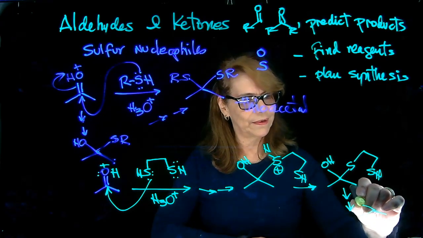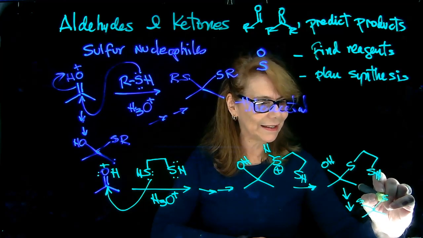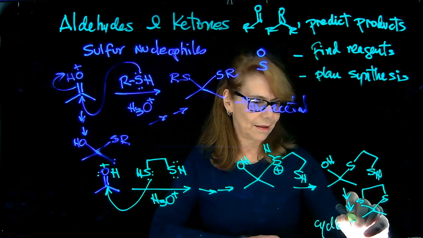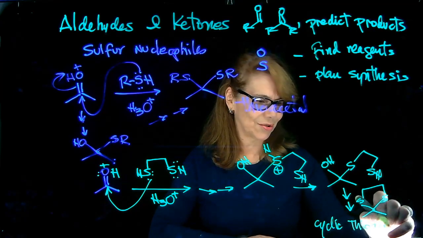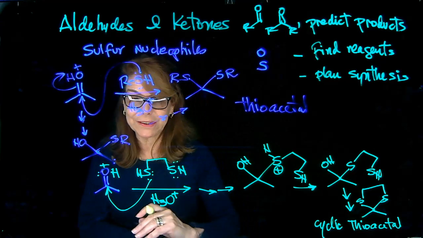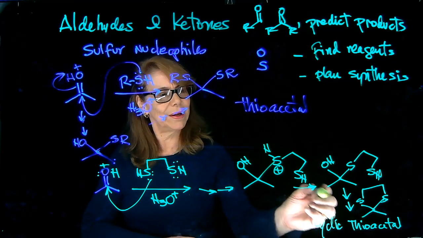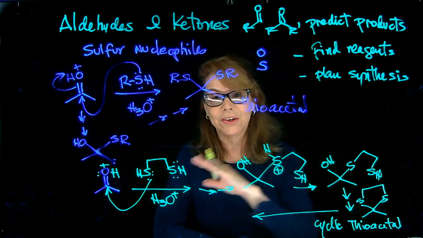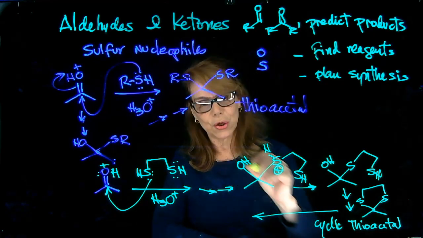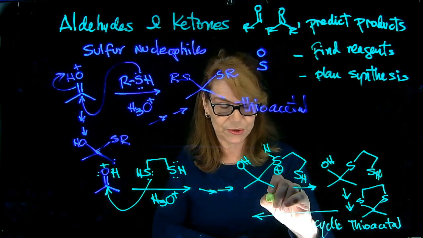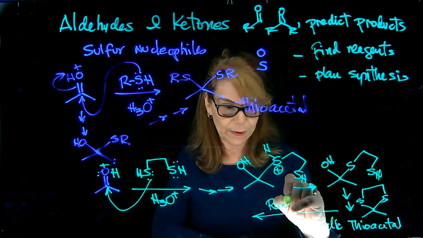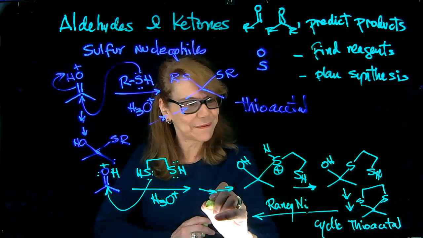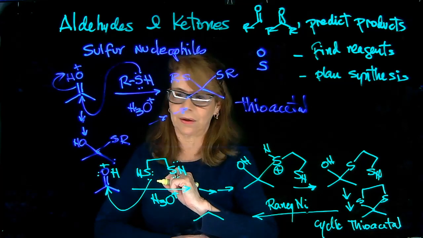And after that, I will have a cyclic thioacetal. Very similar to the cyclic acetal, but what this is used for is different. We're going to use this reaction to actually remove a carbonyl group using a reducing agent. This is called Raney Nickel. And what this does, and I'm going to draw the mechanism, is simply remove the carbonyl altogether.